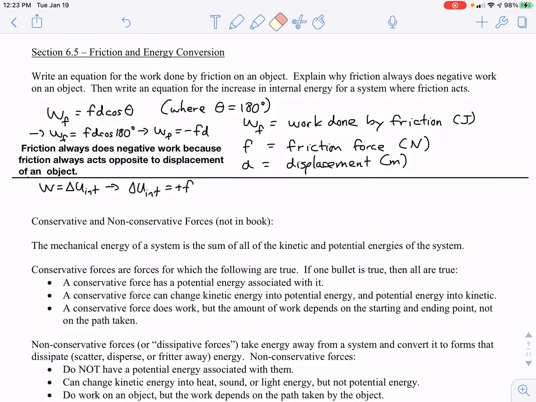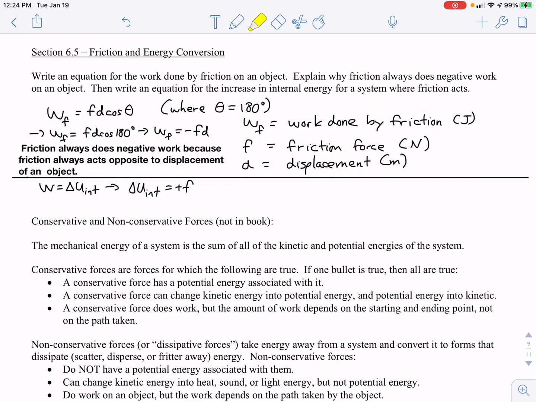Write an equation for the work done by friction. Well, if work is equal to force times distance times cosine theta, then theta is 180 degrees because friction always opposes or acts opposite to the direction of displacement. Therefore, we would end up with the work done by friction is equal to negative force times distance. W sub F is the work done by friction, again in joules. Little f is the friction force in newtons, and d again is the displacement in meters.